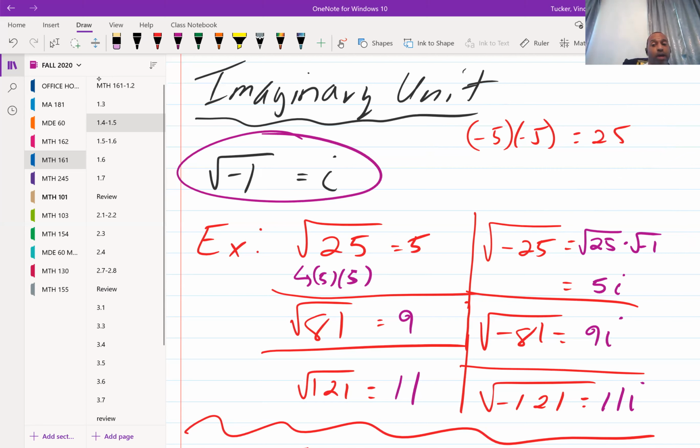Square root of 25 is 5, but then we rewrite the square root of -1 as a symbol, which is i. All right. So that means the square root of -81 is 9i. Square root of -121 is 11i.